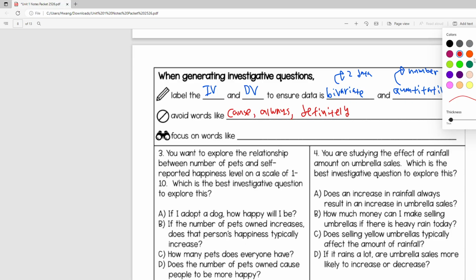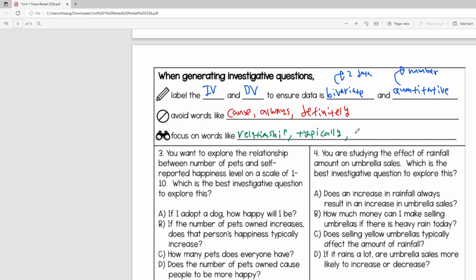And you should focus on words like, oh, excuse me, relationship, typically, likely, and correlation. If you see those words, focus on them.